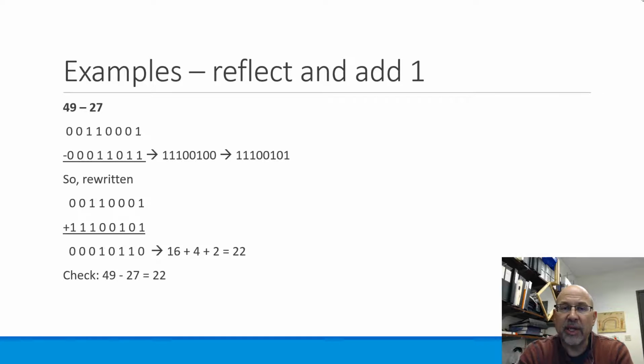So let's do another example of subtraction. Remember that when we're subtracting, we're not really subtracting. We're going to add a negative number. And so 49 minus 27. Well, we can't really do that. So let's take 49 and add a -27. So again, we reflect and we add 1. So when we have it rewritten, we wind up with the result there on the bottom. So we know that we're looking for 22. In this binary case, we get 16 plus 4 plus 2, which is, of course, 22.